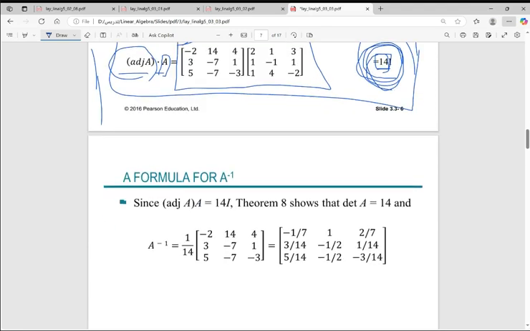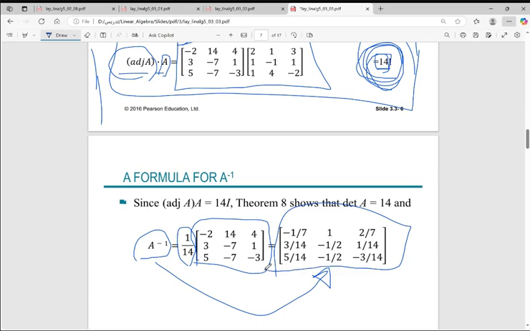So in order to continue our example, A minus 1 equals 1 over 14, because 14 is determinant, times adjugate. This is adjugate matrix that we already computed. So A minus 1 equals this matrix. Right? Is it clear?